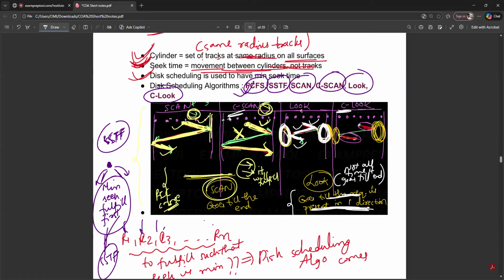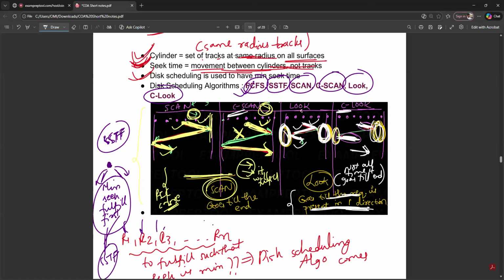Now CLOOK is a similar version of CSCAN. It fulfills only in one direction. So it fulfills here, it fulfills here, because the direction chosen is this one. Okay. So it has fulfilled here and here, and it also hasn't gone till the end. Okay. So it is the version of LOOK.